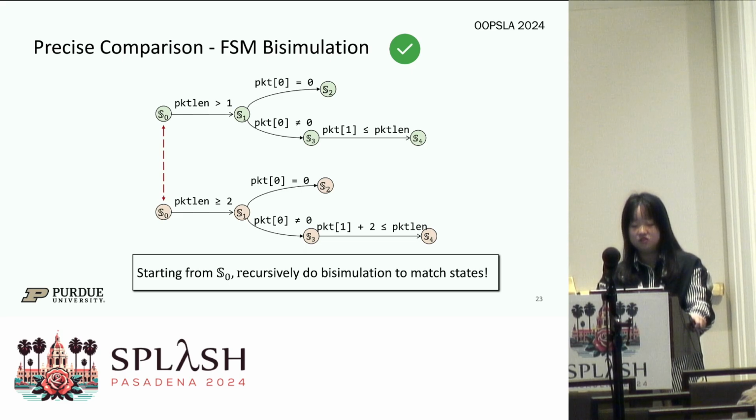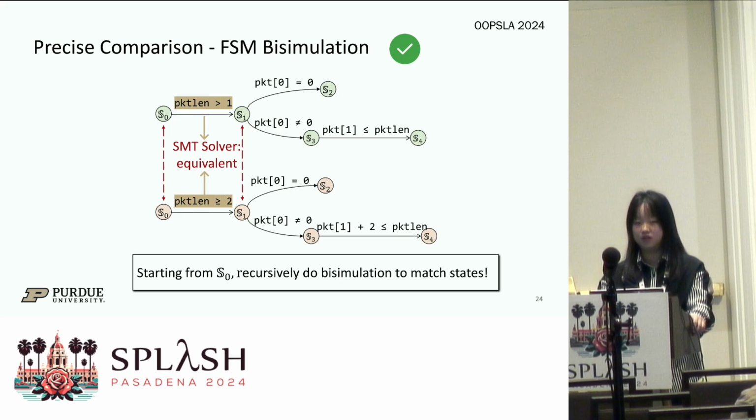We start from the initial state S0 and then recursively match states. In the first finite state machine, the state transition starts from S0, and from S0 to S1, it requires a constraint like packet length greater than 1. For the other finite state machine, from state 0 to state 1, we have packet length greater or equal to 2. We give these two formulas to the SMT solver to check whether they are equivalent or not. And here, obviously, it is equivalent. So we can match the two S1 states together.